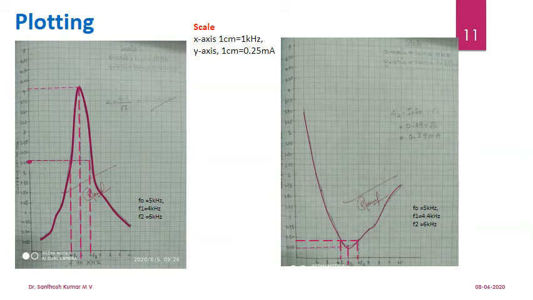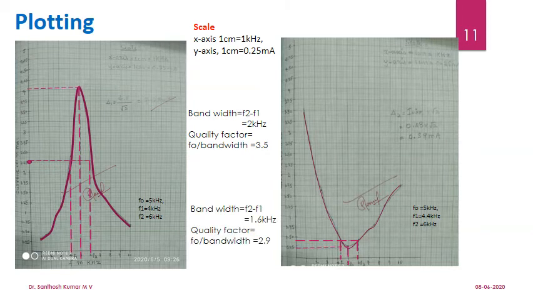So by using these values, we will calculate the bandwidth. The bandwidth equals f2 minus f1, which is 2 kilohertz. Similarly, the quality factor is f0 divided by bandwidth, which equals 3.5. It is a unitless quantity. This is for the series resonance case. Similarly, for the parallel case, f2 minus f1 equals 1.6 kilohertz, and the quality factor f0 by bandwidth is around 2.9. So these are the values. You can write these values in the results, and this is the simple demonstration of the experiment.